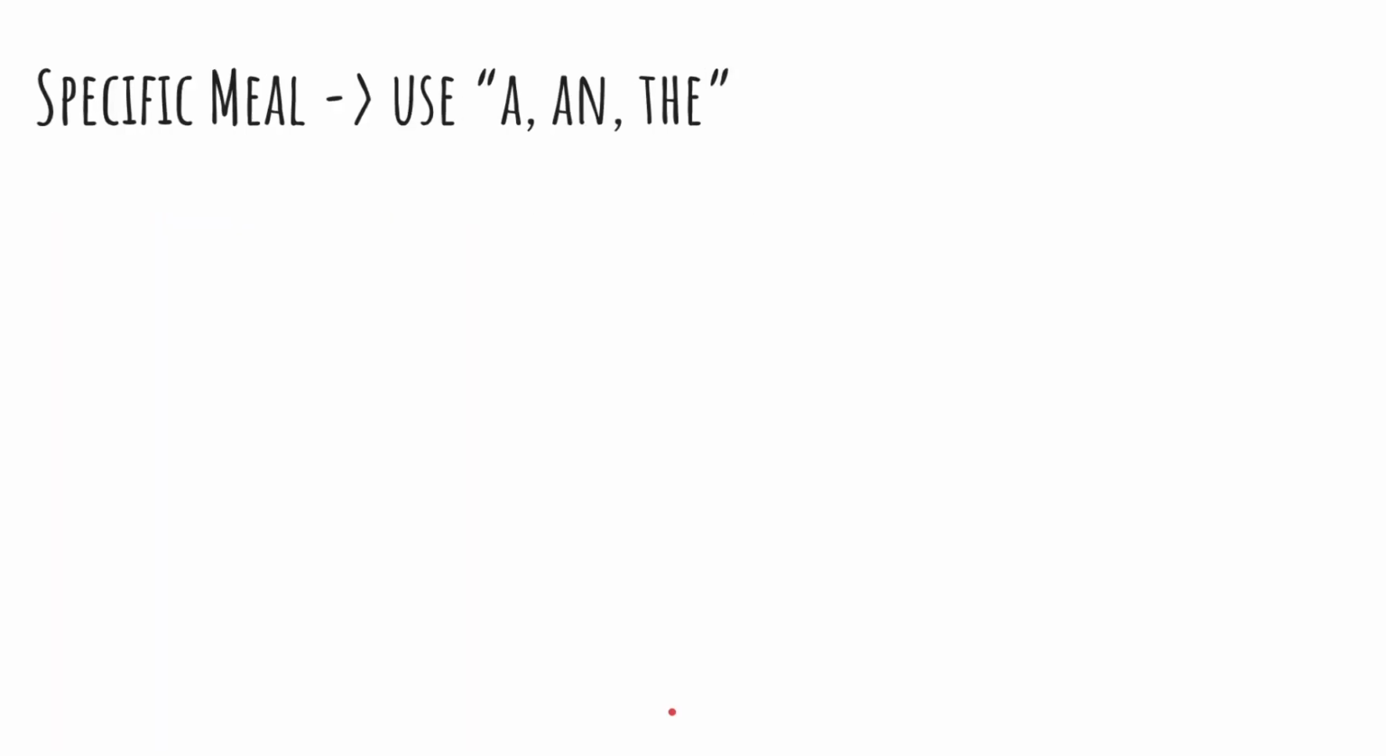Meals with an article equals a specific meal or event. Now, here's where the rule changes. When we use a or the before a meal, we're no longer just talking about a routine. Instead, we're referring to a specific meal or a meal as an event. At this point, the noun becomes countable and the article is required.